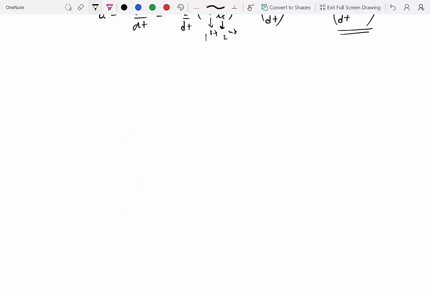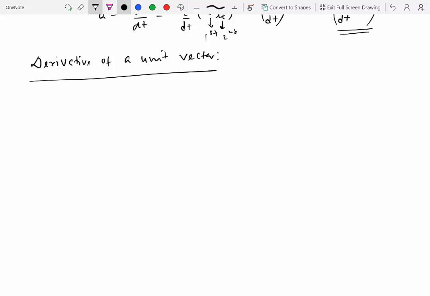So let's do this. Derivative of a unit vector. Okay, so let's say we have a unit vector u hat, which means that the magnitude of u hat is equal to 1, right? And we're looking at the derivative of unit vector u hat. So d over dt of u hat. What is this quantity? First of all, let's look at this.